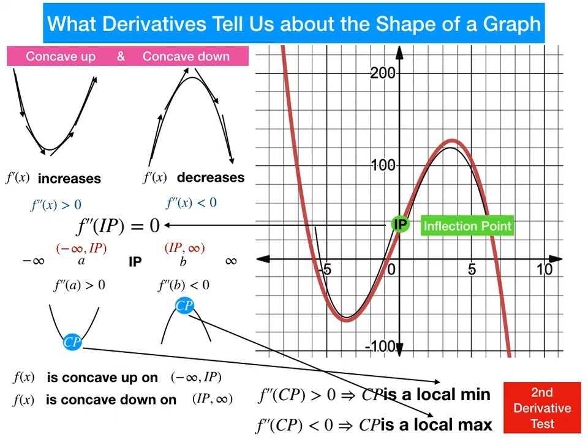Keep in mind that so far you have two tests which you can use in order to identify local max and local min, right? The first derivative test uses increasing and decreasing intervals, and the second derivative test uses concave up and concave down intervals.